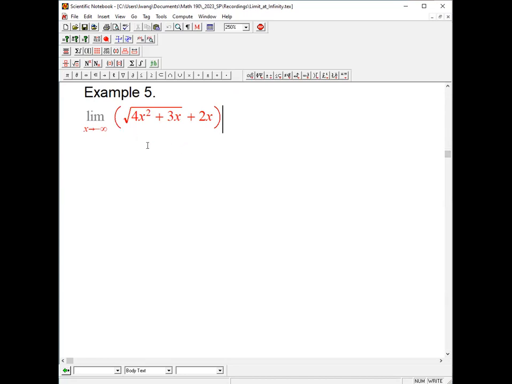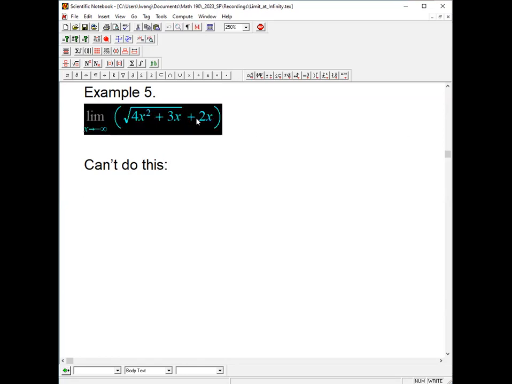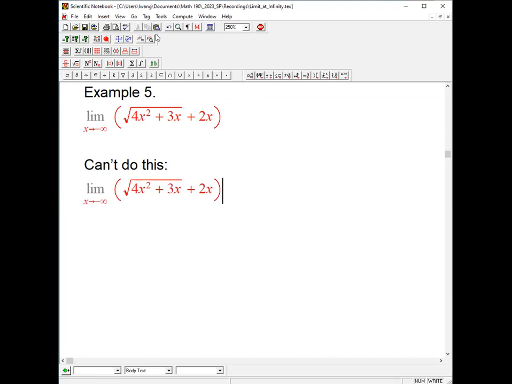And what kind of situation do we have? When x is approaching negative infinity, the 4x squared piece is approaching positive infinity, and 2x is approaching negative infinity. So we have infinity minus infinity. Does infinity minus infinity equal 0? We don't know. And we cannot take the limit individually. We cannot and never ever do this. Cannot do the following.